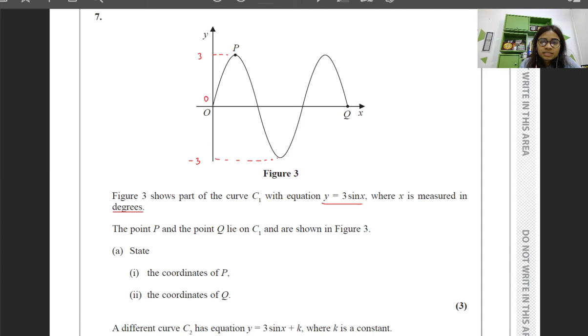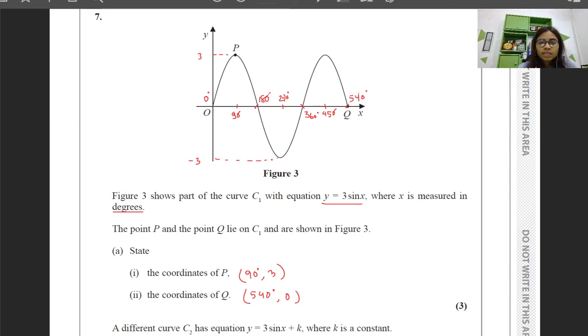So this is 0, this is 90 degrees, this is 180 degrees, this is 270 degrees, this is 360 degrees, this is 450 degrees, and this is 540 degrees. So it's very simple from the basic concept of the y equals sine x graph. We can say that the coordinates of point P are 90 degrees, 3, and the coordinates of Q are 540 degrees, 0.